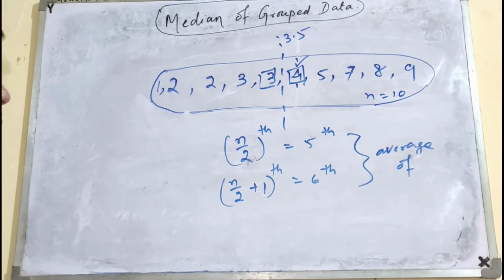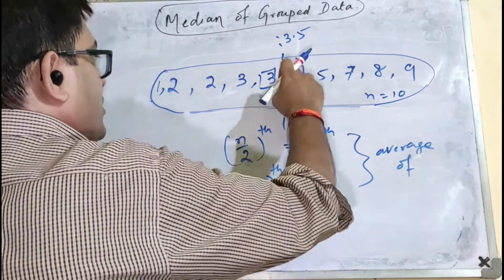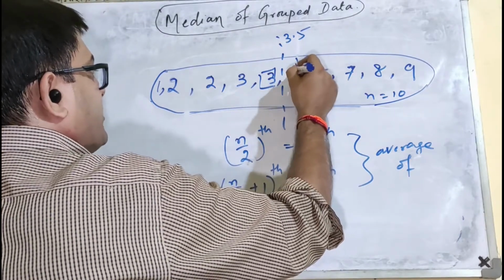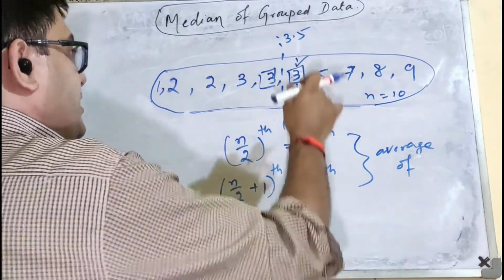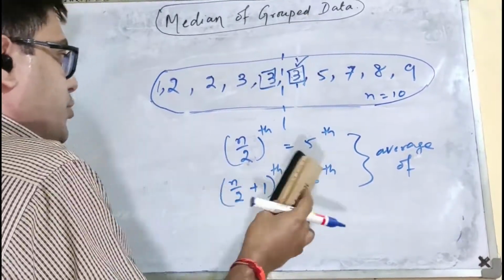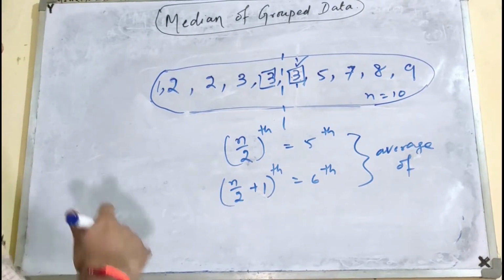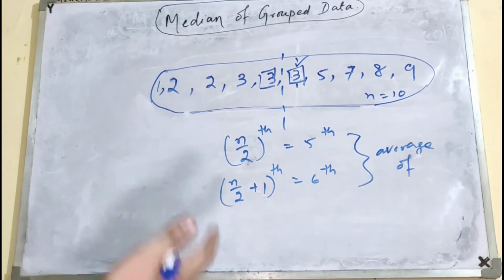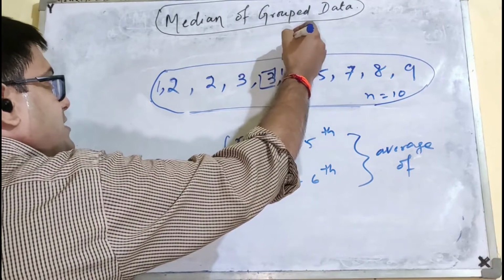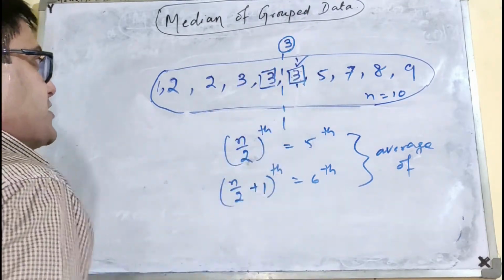Now, what if instead of this 4, we had 3? In that case, the fifth and the sixth points would both be the same, and when you average them out, you will find the same point again. So this is going to be 3, because the fifth one is 3, the sixth one is 3, and their average is 3.